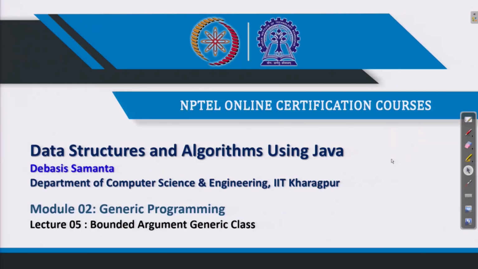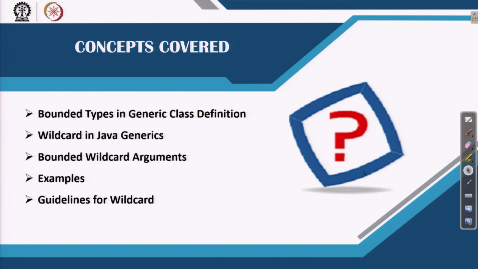So, this is in continuation of the last lectures on the topic generic programming. We today discuss an advanced feature of it. It is called bounded arguments in generic programming. In the last video, you can recall, we pointed out one precaution that a programmer should take. Today's video lecture is regarding those steps.